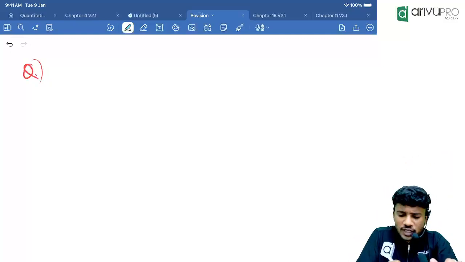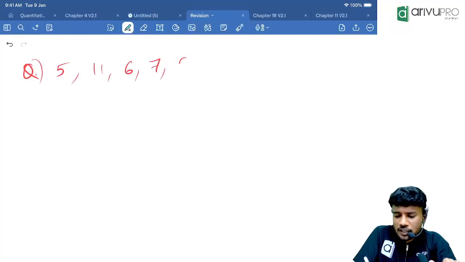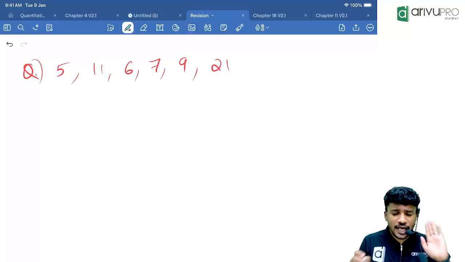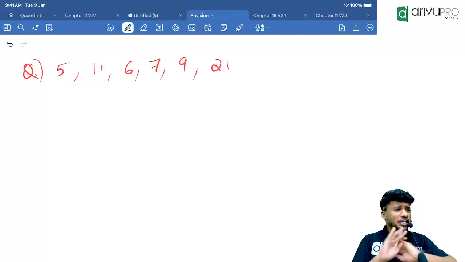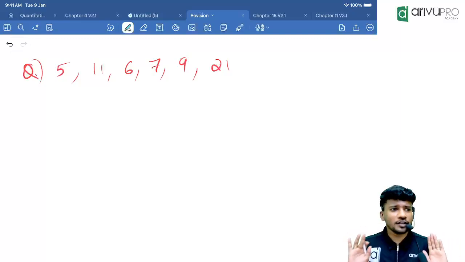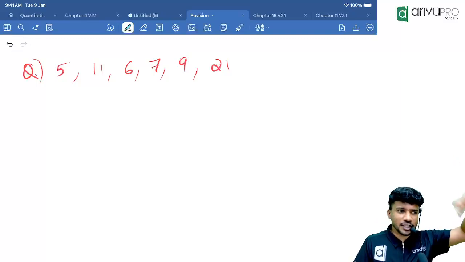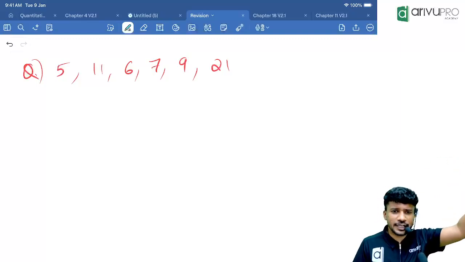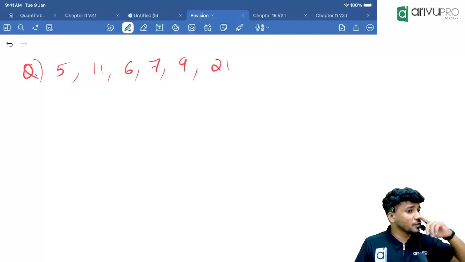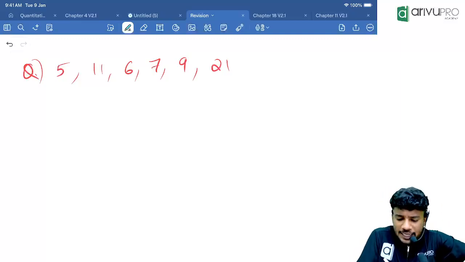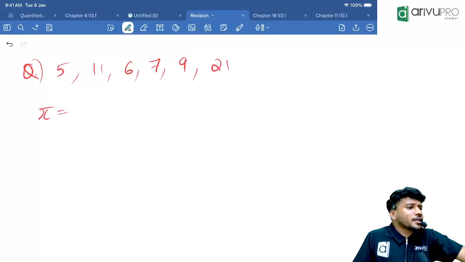So the question looks like this: 5, 11, 6, 7, 9, then 21. These are the values. The best part is, for each and everything, we will be using the same question. For arithmetic mean, geometric mean, harmonic mean, then median, mode, whatever it is, we will be using the same question. So first, get me the value of arithmetic mean.